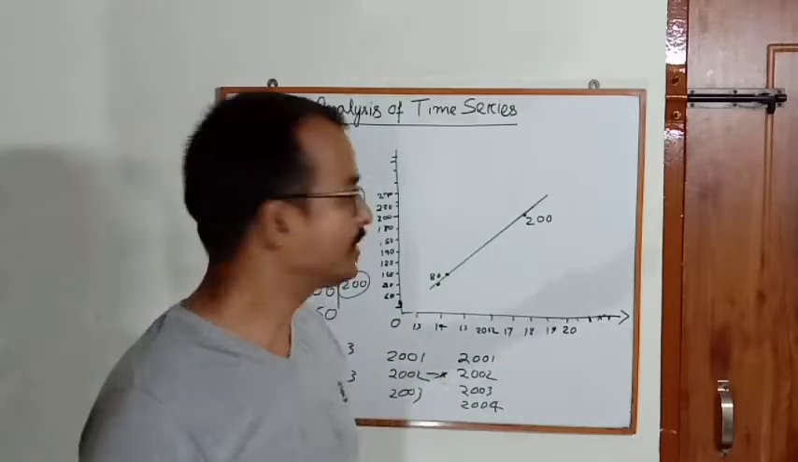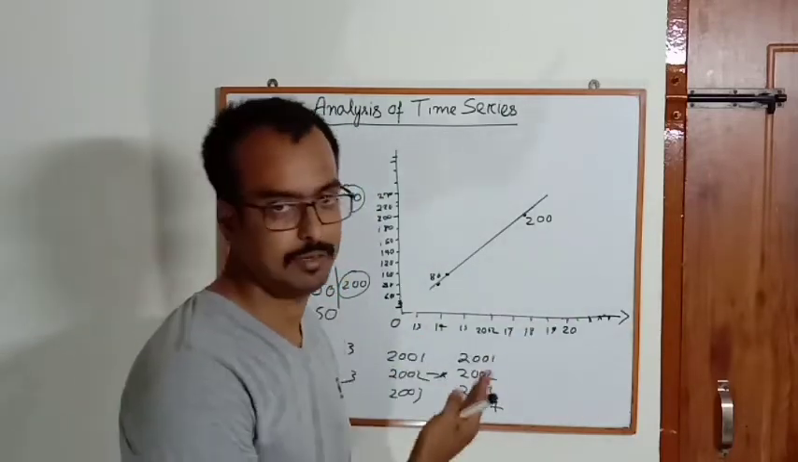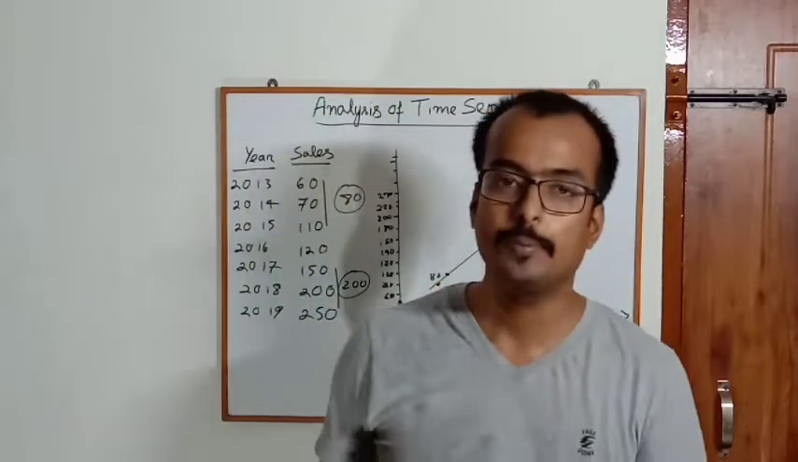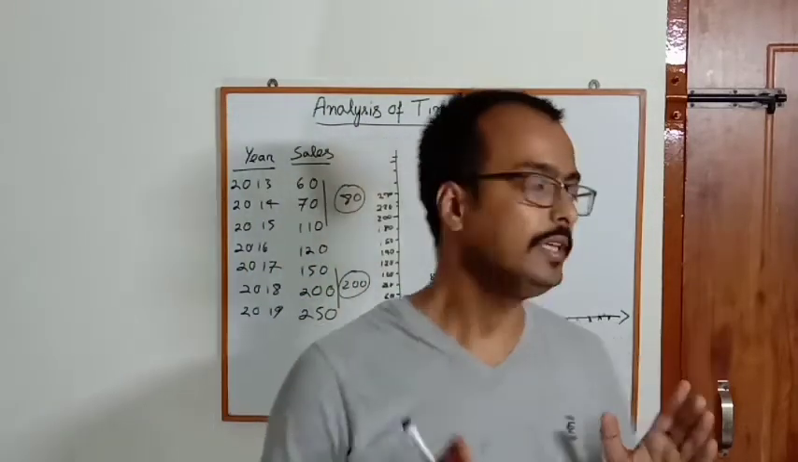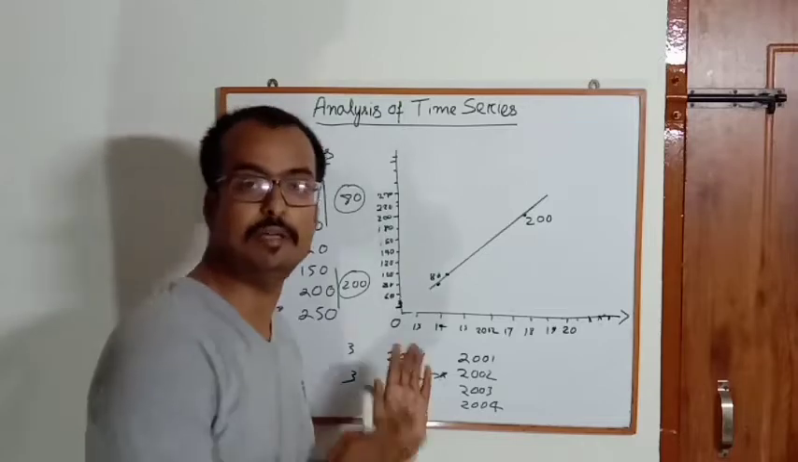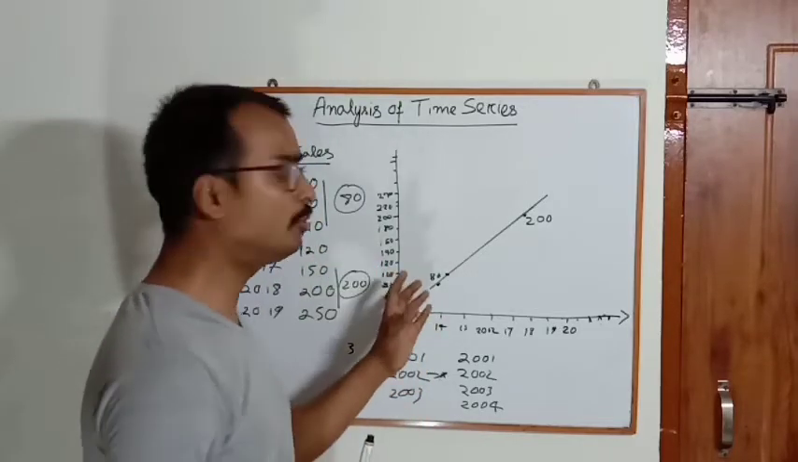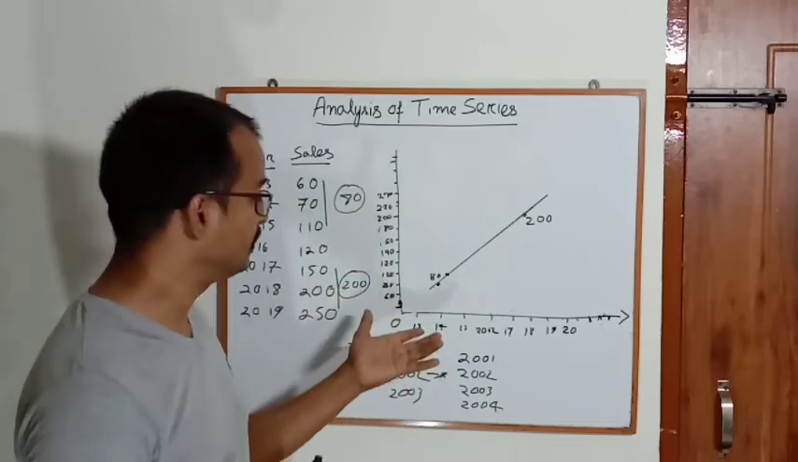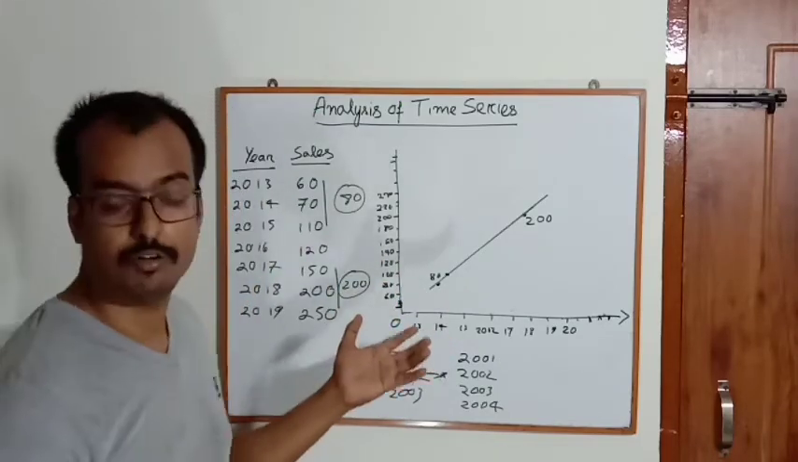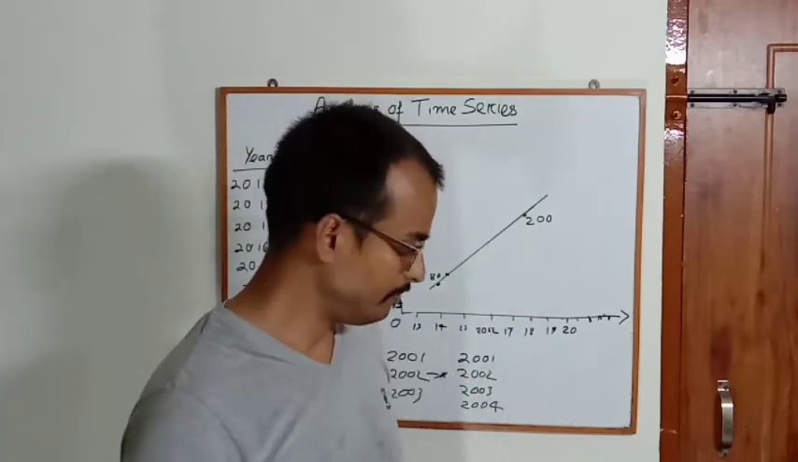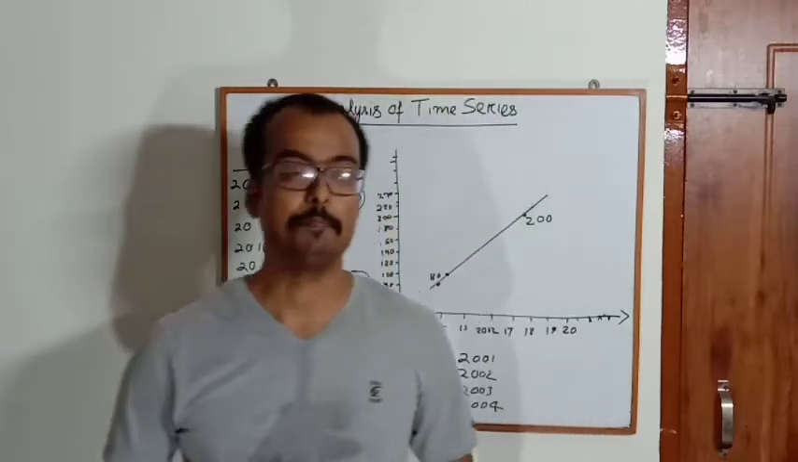Rest of the work is same. From here also you can predict. From there also you can predict. It will help you in prediction. So in this way, by the method of semi-average, you can go for your trend fitting of time series information, time series data.